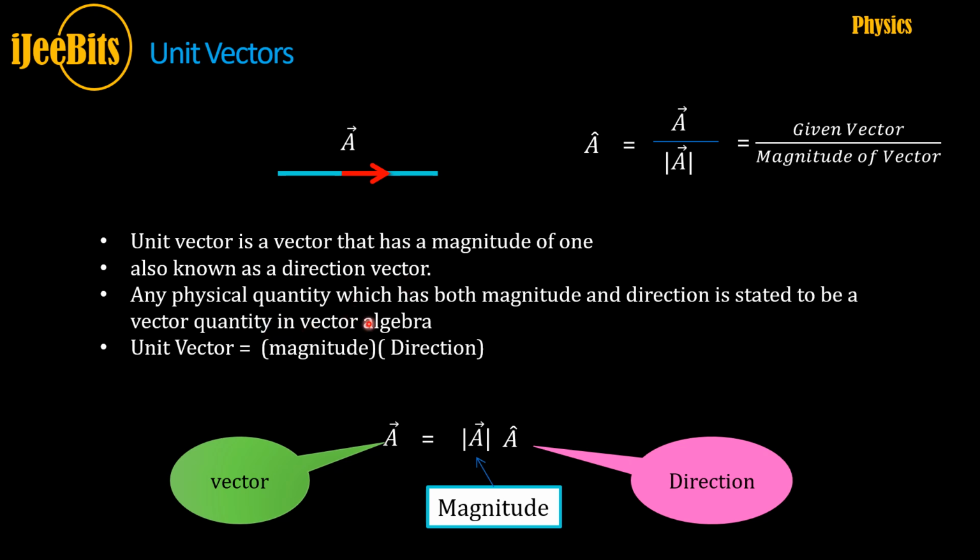We know that any physical quantity which has both magnitude and direction is stated to be a vector quantity in vector algebra, right? When you say unit vector, what we see is magnitude multiplied by direction. The magnitude for a unit vector is 1, so all you have to see is the direction. The representation of a vector is equal to magnitude into direction, in a way. So modulus of A is the magnitude, A cap is the direction. A cap is nothing but the vector divided by the magnitude. So obviously it becomes A only, the vector quantity. We have to use this formula in most of our vector algebra problems.